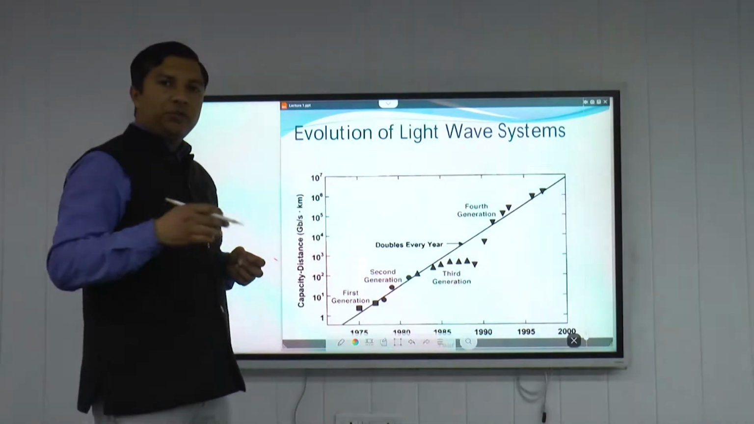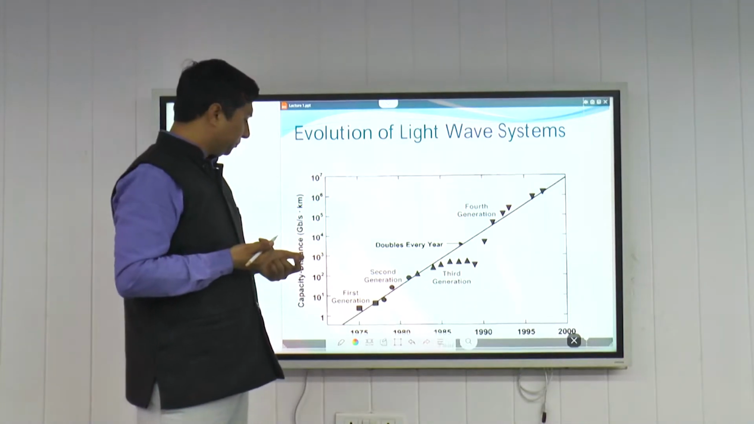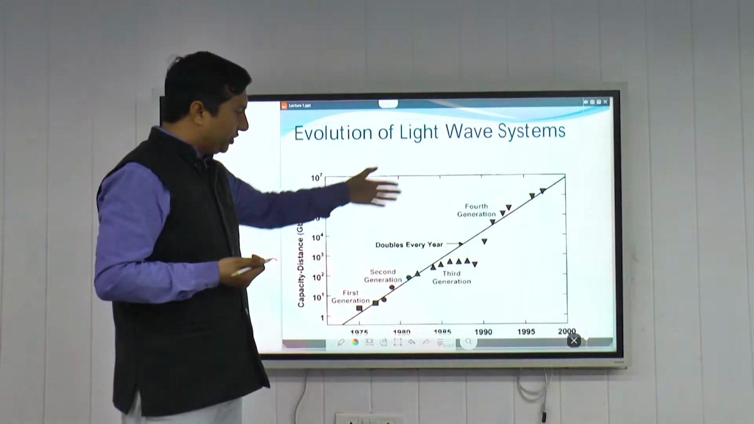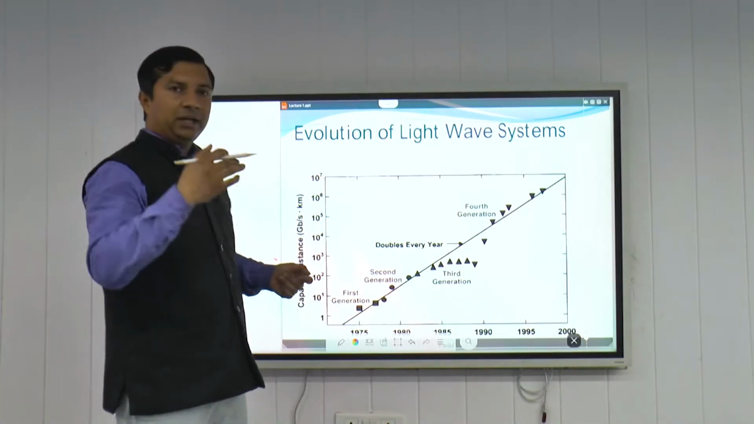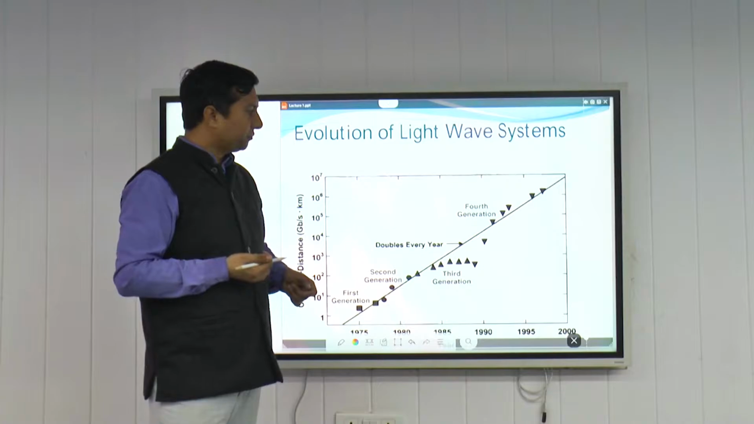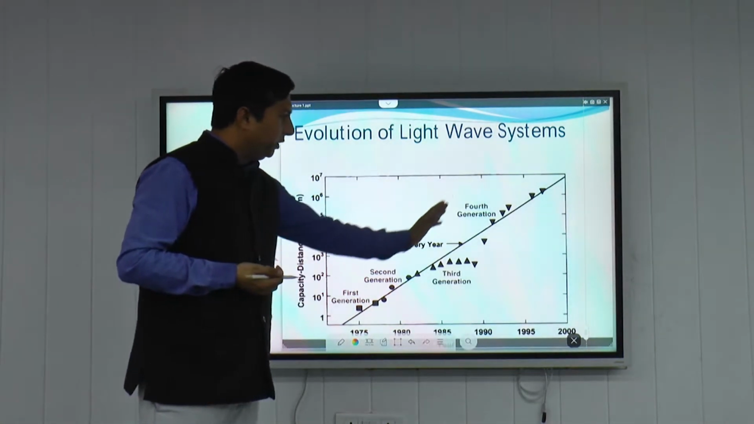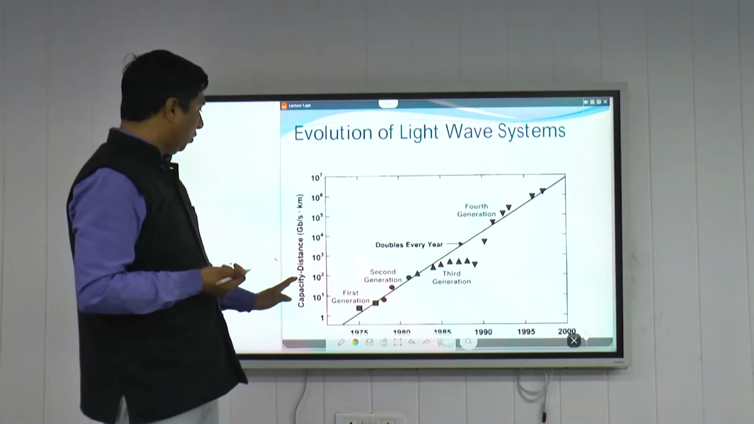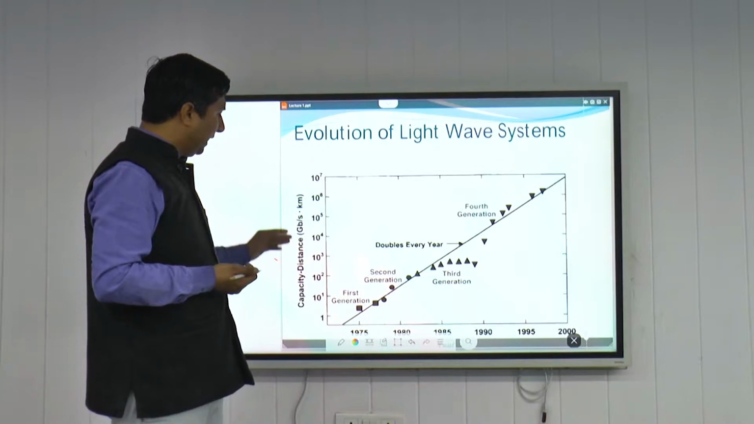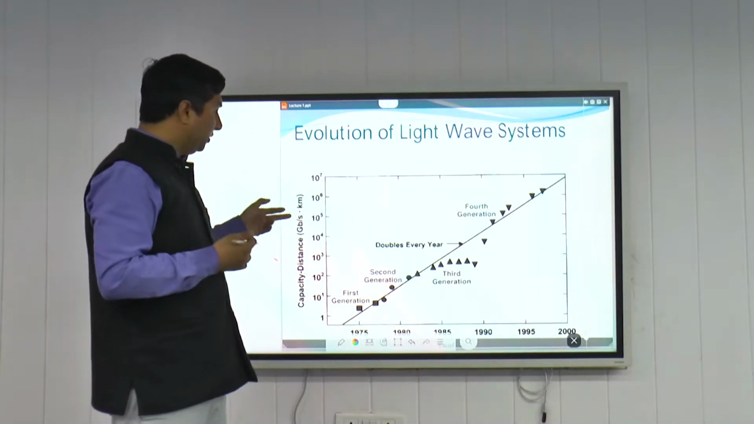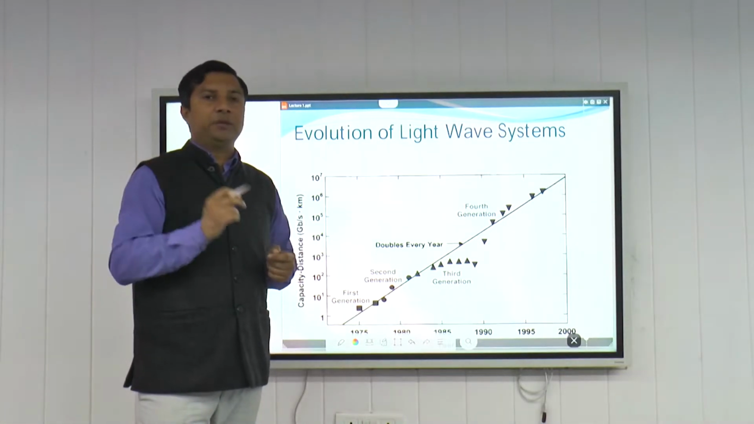Okay, so next we come to how light wave systems evolved. Then there are different generations of light wave systems, starting from 1975 and it is up to 2020. So first generation, and we can differentiate between different generations on the basis of this BL product, means how much capacity and how much distance, how many gigabits per second, up to how many kilometers we can transmit our information.